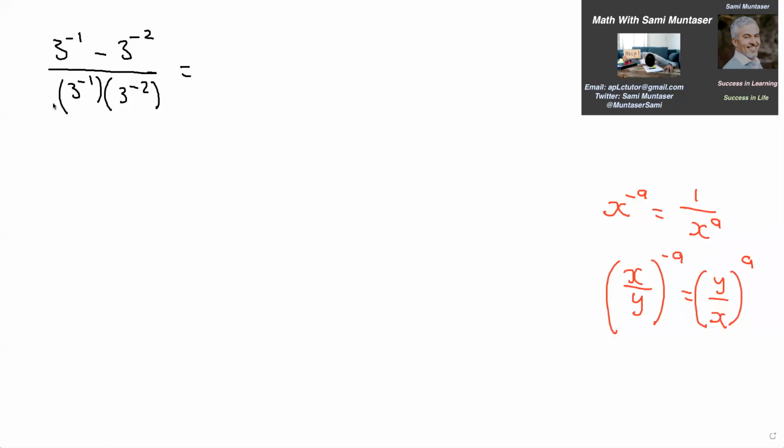I'm going to revisit some of the exponent laws. And here, the first question. So negative exponents, we have 3 to the power of negative 1 minus 3 to the negative 2, all over 3 to the power of negative 1 times 3 to the power of negative 2 multiplied. So the top one you're minusing.